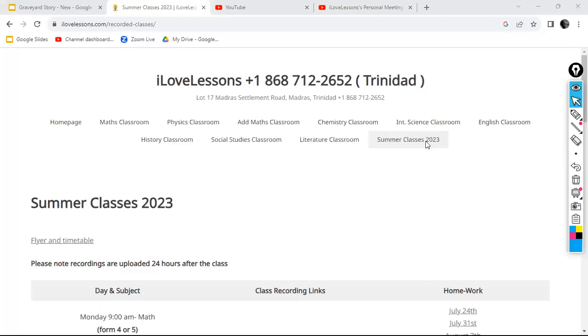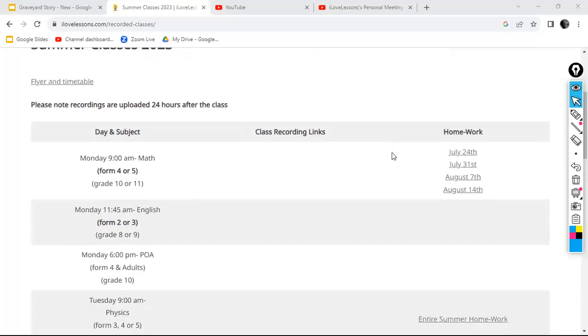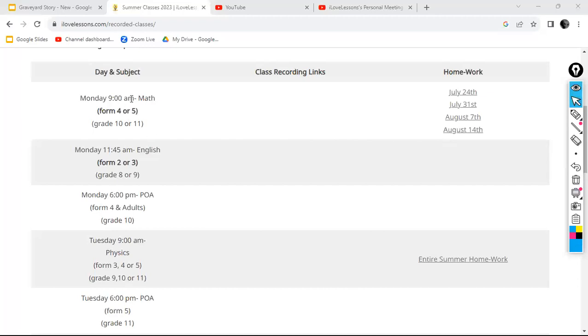When you click on summer classes, it's real easy. When you scroll down, you will see all the classes, the Monday 9 a.m. class, Monday. It's laid out so easy, anybody could understand this. I will put the recordings of class under the recording sessions. I have also uploaded all the homework for the entire month.